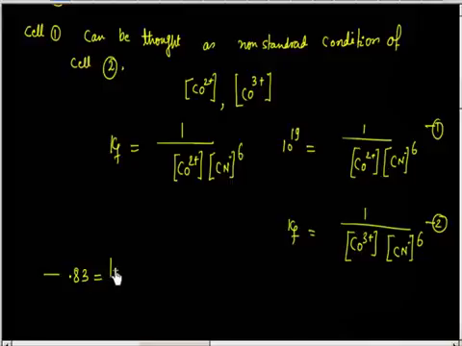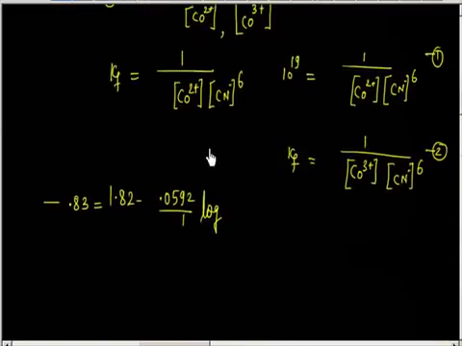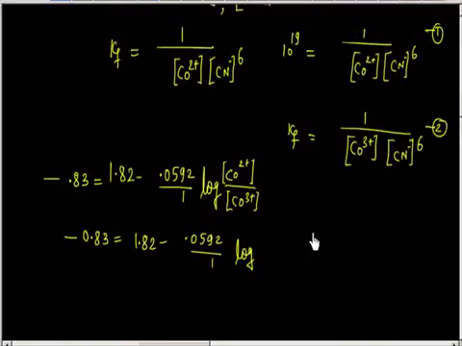1.82. So this is 1.82 minus 0.0592 divided by 1 log of Co2+ divided by Co3+. Now the Co2+ concentration and Co3+ concentration are already given, so we can write this value. So minus 0.83 equals 1.82 minus 0.0592 divided by 1 log of Co2+ divided by Co3+.